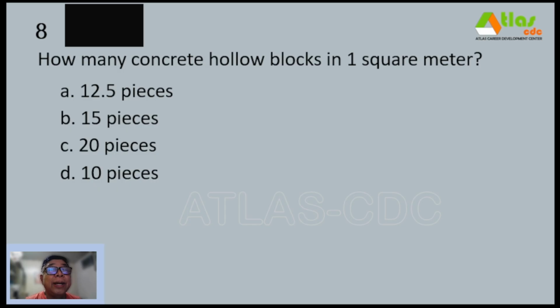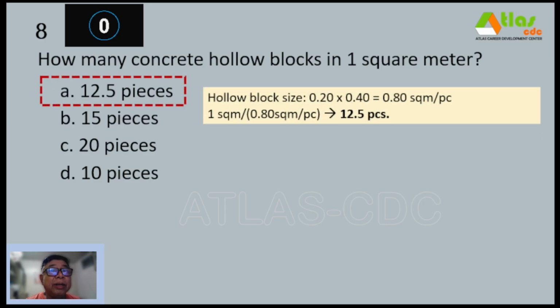Number 8. How many concrete hollow blocks in 1 square meter? A, 12.5 pieces. B, 15 pieces. C, 20 pieces. And D, 10 pieces. And our correct answer is letter A, 12.5 pieces.